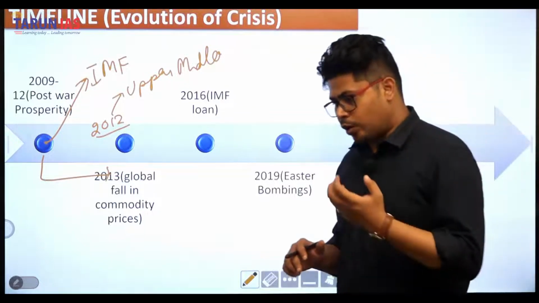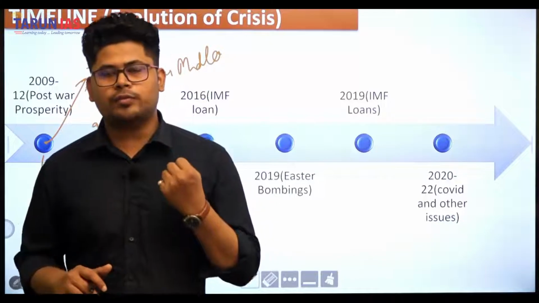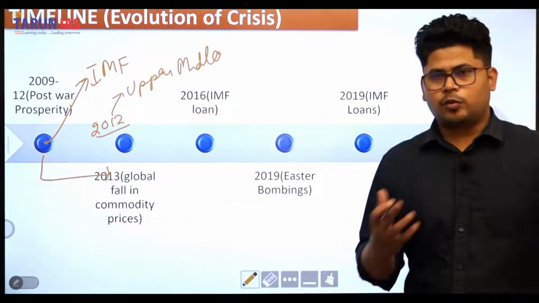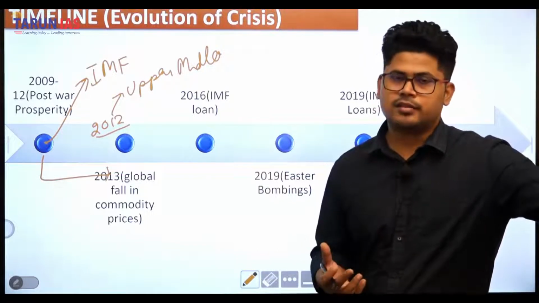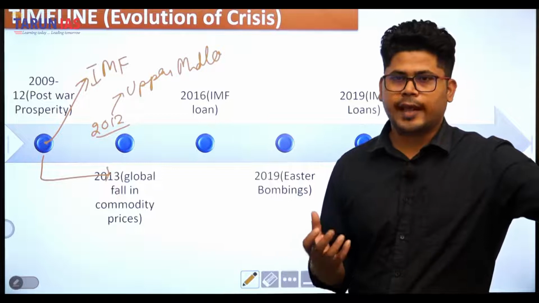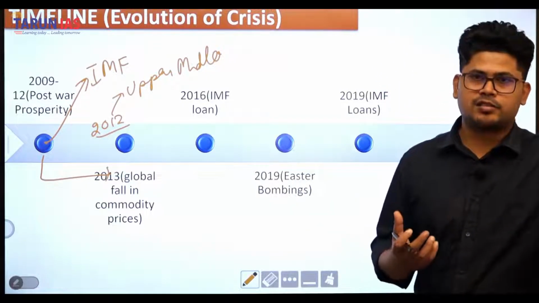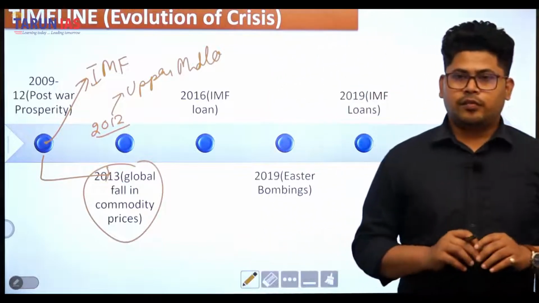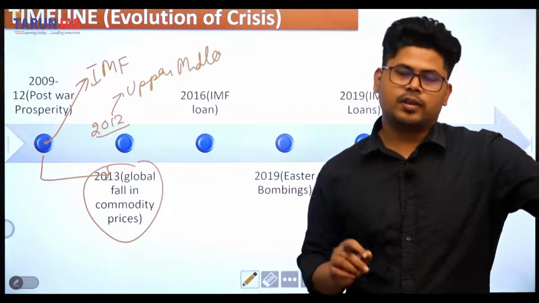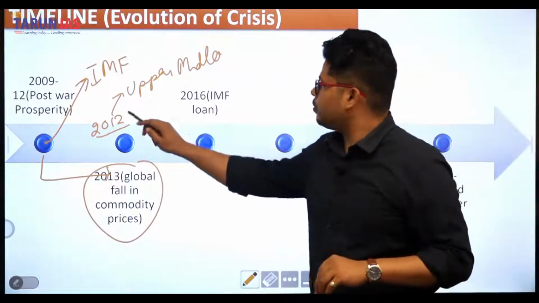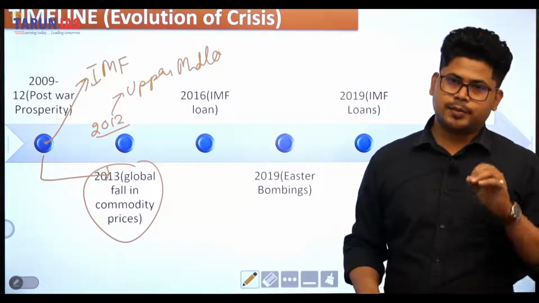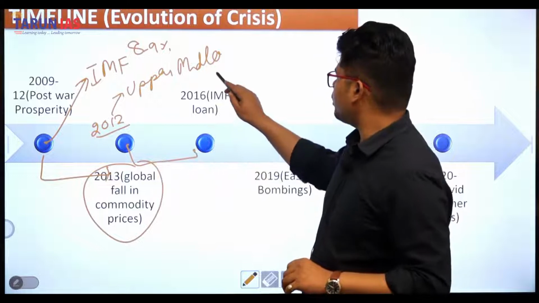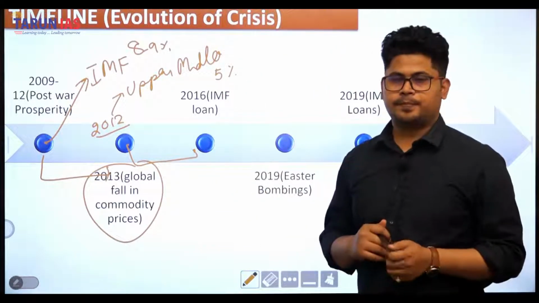And the other impact was that after the 2009 recession there was a global slump in demand, right? The demand for goods was falling, because due to the effect of recession, people were not buying things, they were basically saving. Of course, the natural instinct says that we should save during a crisis rather than spend. So in 2013, the global fall in commodity prices led to a very sharp decline in the GDP growth rate of Sri Lanka. From 2009 to 2012, the GDP growth rate was around 8 to 9%. From 2013 to 2016, it was around 5%. Almost halved.